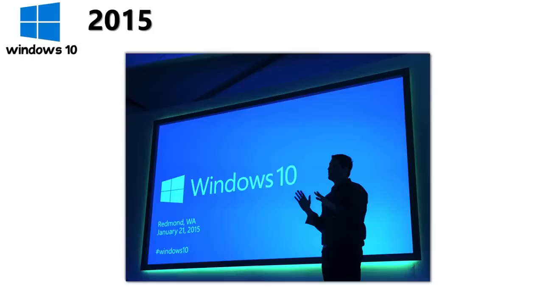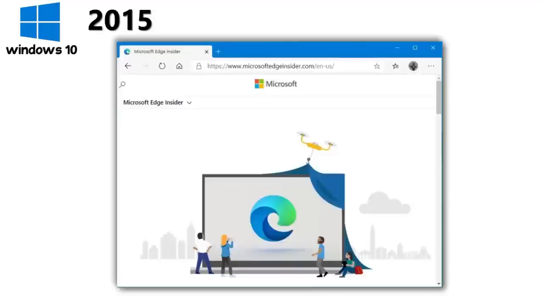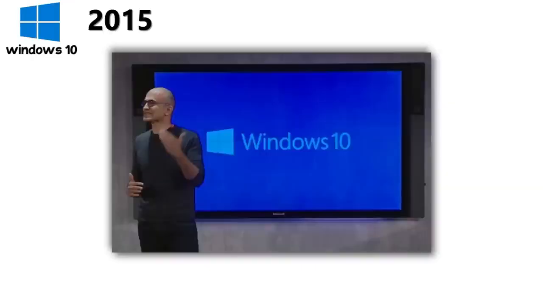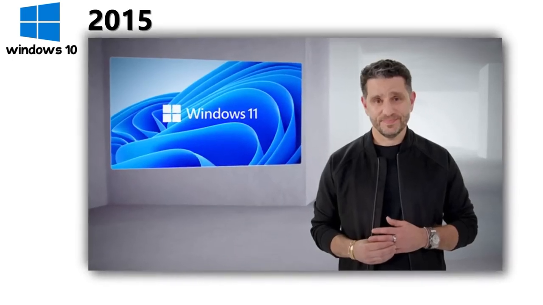Released in 2015, it became one of the most popular versions of Windows. It introduced Cortana, the Edge browser, virtual desktops, and more convenient task switching. Microsoft really promoted Windows 10 as a version that would keep evolving through updates, but later they still released Windows 11.